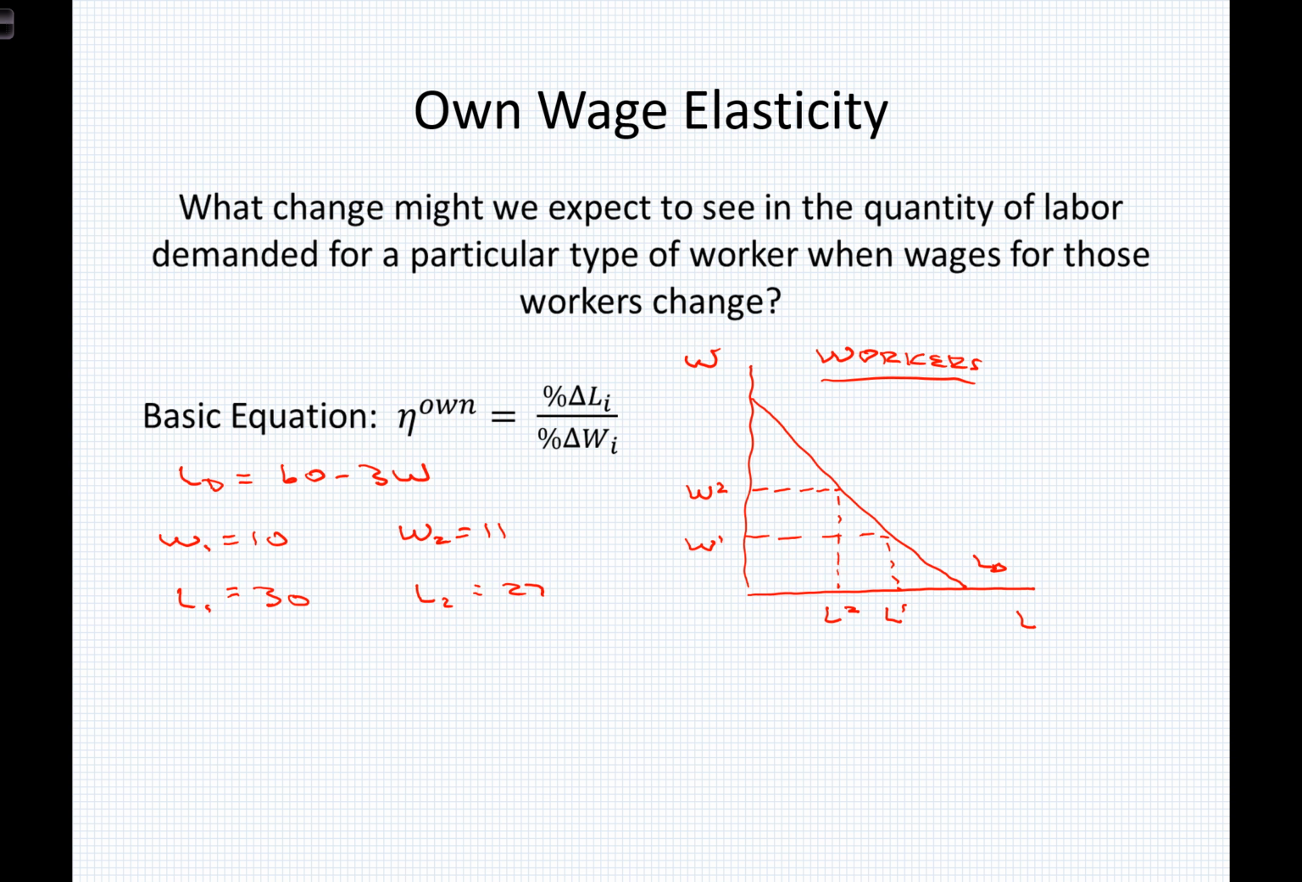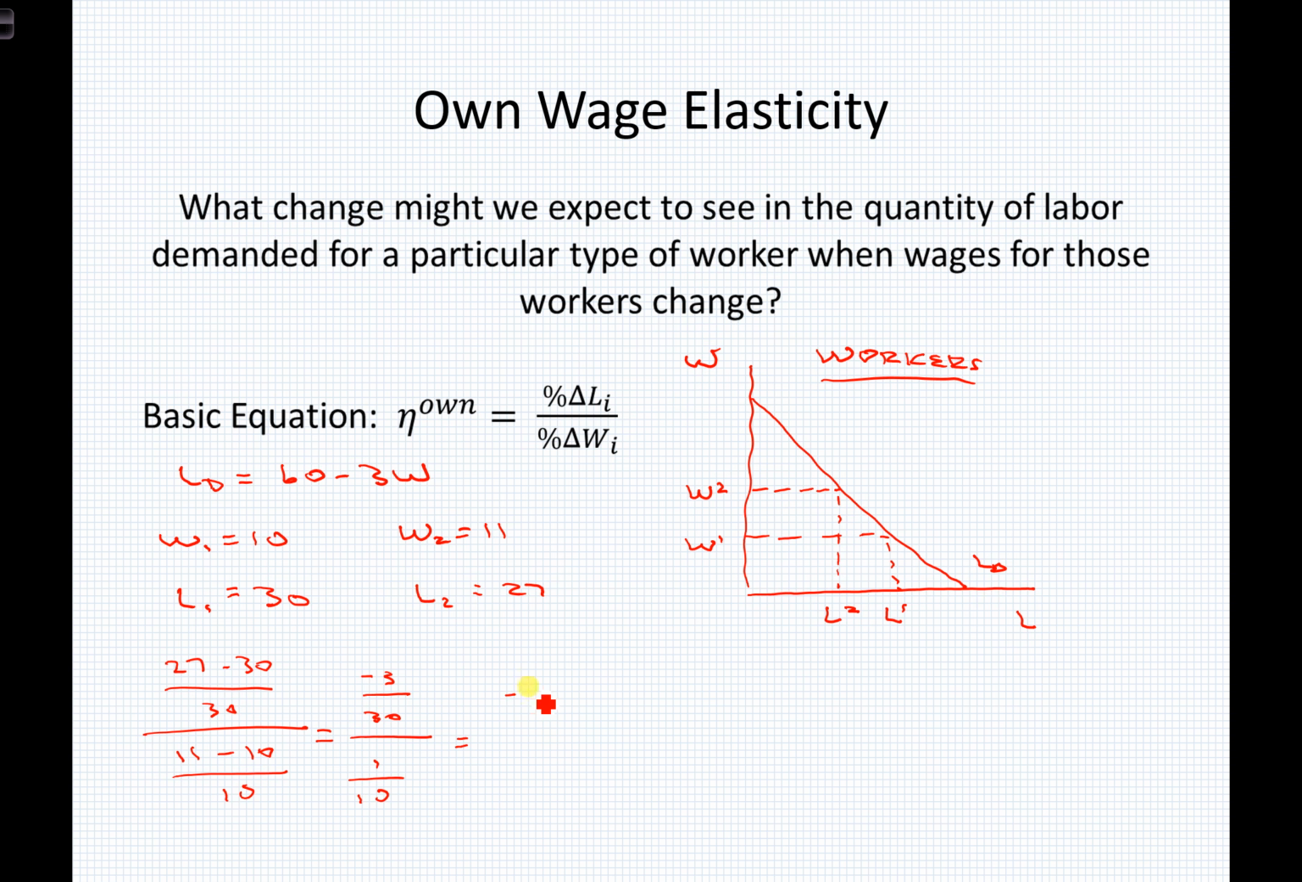Again, this is where the wage changes for a type of worker. What do we expect to see in terms of the number of changes of labor units of that same type of worker? Well, as we put this into our elasticity equation, we'll use a simple formula. We'll be looking at this as 27 minus 30 divided by 30, and all of that over 11 minus 10 divided by 10. Or we'll see negative 3 divided by 30 over 1 divided by 10.